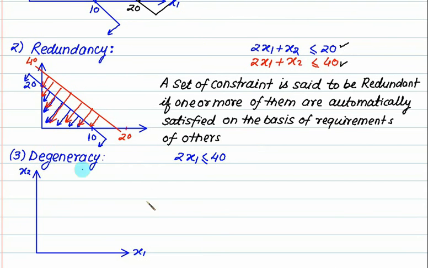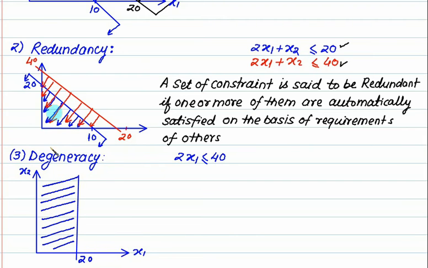To understand this concept of degeneracy, let's have one constraint, 2x1 ≤ 40. It means that x1 ≤ 20. Is it universally true? So this line represents x1 = 20. Is the left hand side region, that is this region, true? It's an open region. As you go upward, it will open.